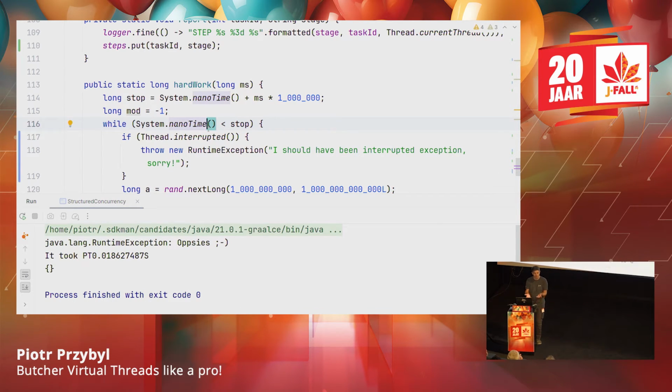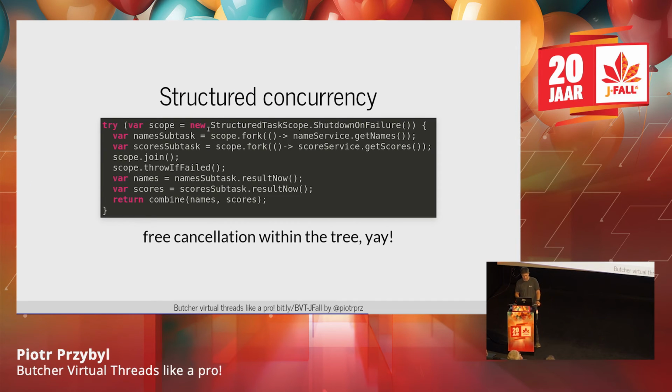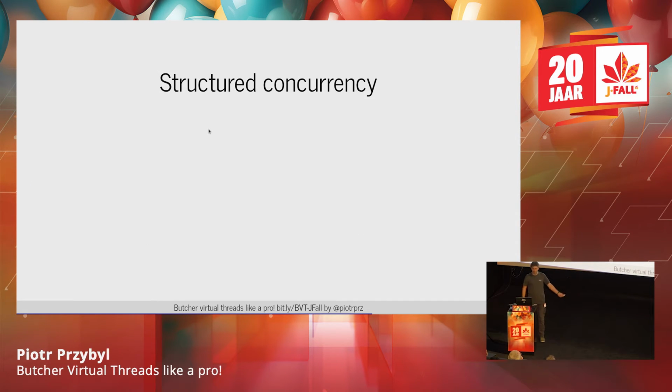So the lesson is, if you want to have the cancellation benefits out of structured concurrency, be mindful about interruptions, okay? If you want to budget the thing, do exactly the opposite. Make sure the task is not interruptible, okay? This is how it works, right? So we get this free cancellation.